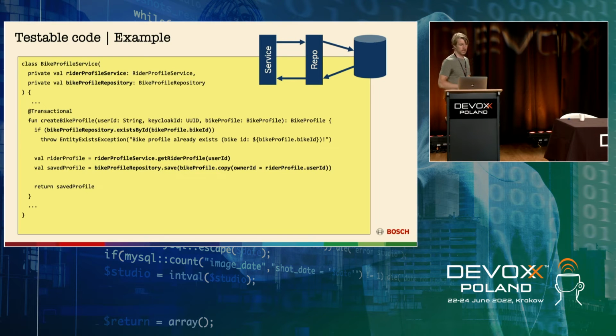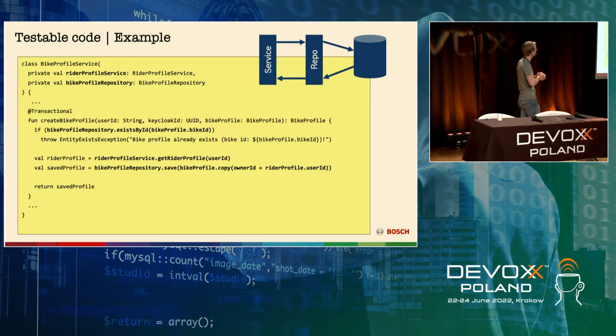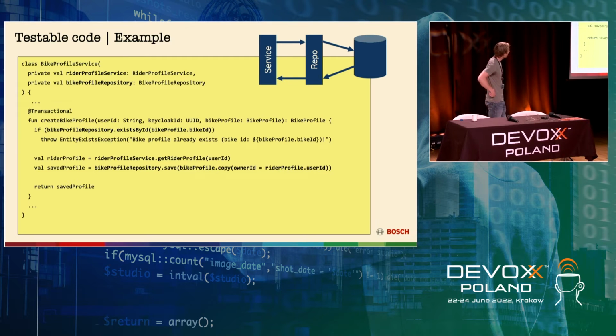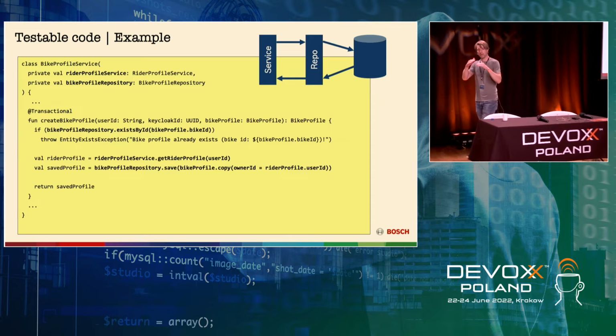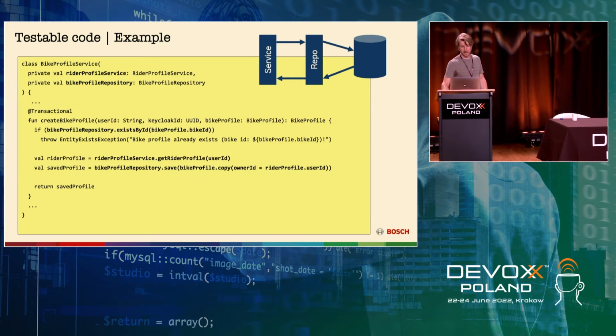And so how do we deal with these dependencies? Here I have an example of a fairly simple service. It looks pretty standard to most of you, I guess. So we have a service that has 2 dependencies. And then in the create bike profile method, we basically make a check, and if that bike doesn't exist, we create it. And on the top right, you see that dependency graph, calling the repository, calling the database. So that is what we have to deal with when we want to test that service.